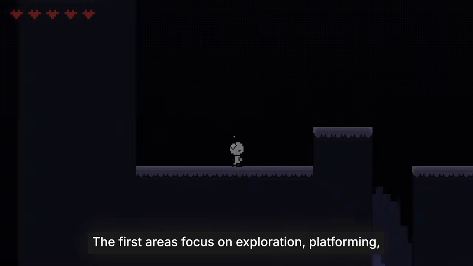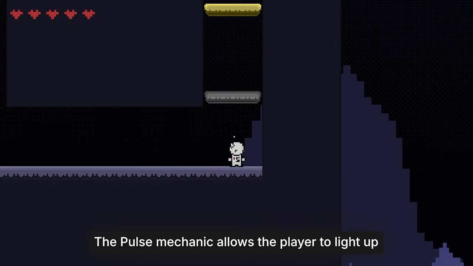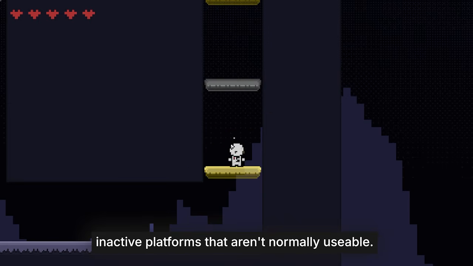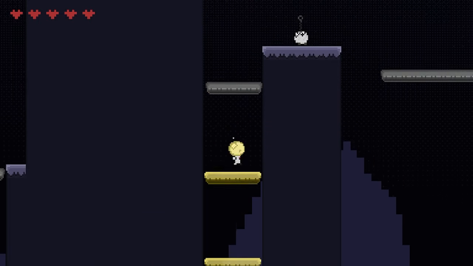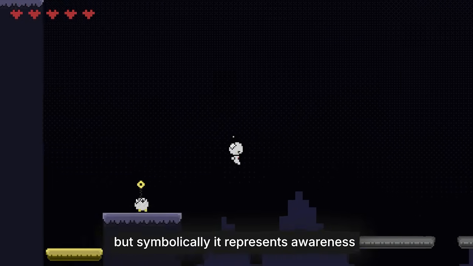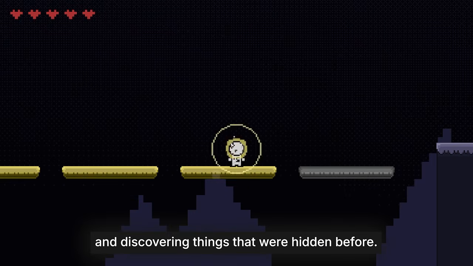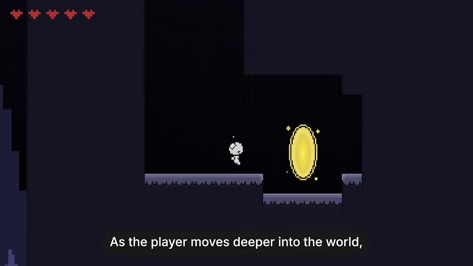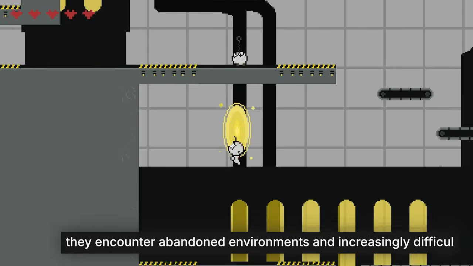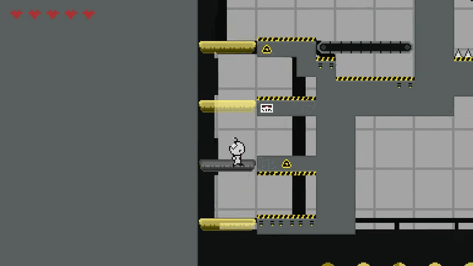The first areas focus on exploration, platforming, and introducing the pulse mechanic. The pulse mechanic allows the player to light up inactive platforms that aren't normally usable. Mechanically, it's used to solve puzzles and navigate the environment, but symbolically, it represents awareness and discovering things that were hidden before. As the player moves deeper into the world, they encounter abandoned environments and increasingly difficult challenges.